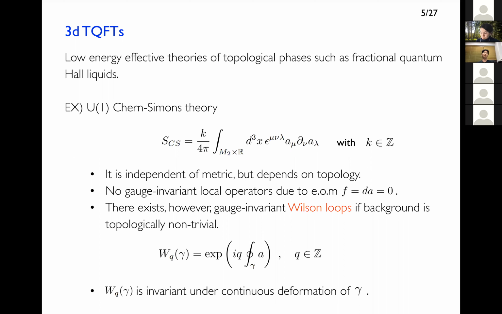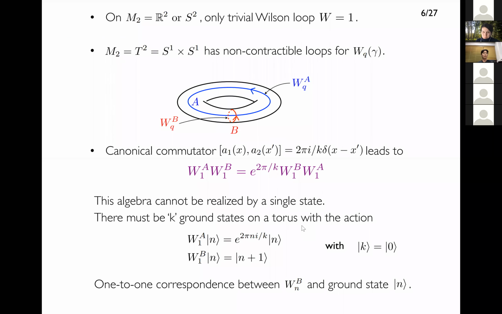However, this theory has gauge invariant loop operators or Wilson loops wrapped around a closed curve gamma in the manifold. Here, Q is the U(1) charge, which is quantized to be an integer. This Wilson loop is invariant under continuous deformation of the curve gamma, so it's a topological object. On the space R2 or S2, since there is no closed non-contractible circle, we have only the trivial Wilson loop. On the other hand, a torus has 2 non-contractible loops.